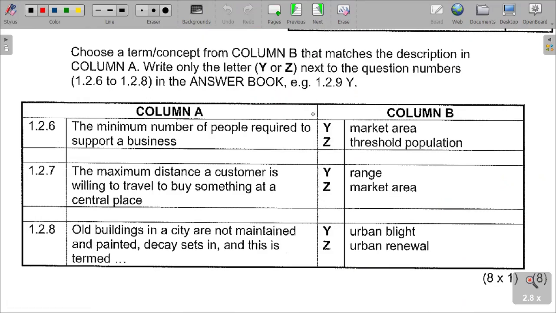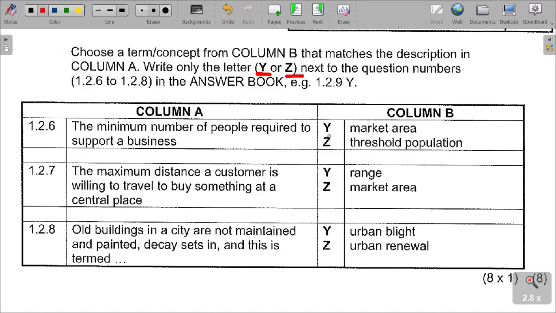So we have concepts that are given here, and then we have to match the description in column A. We write only the letter next to the question numbers. We don't write anything else. So here we have 1.26, minimum number of people required to support a business. We call that a threshold population.